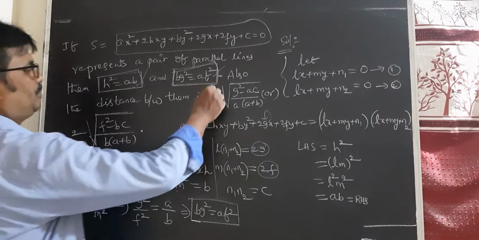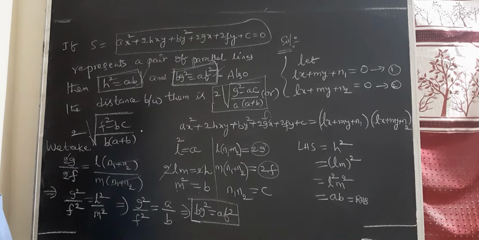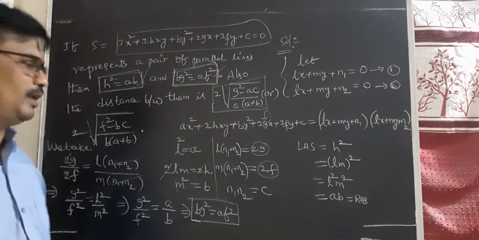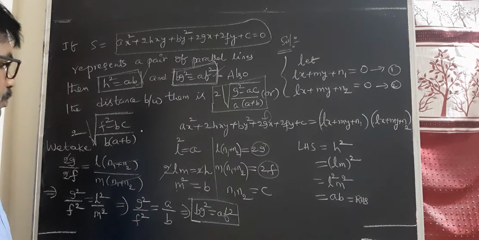Now the distance between the parallel lines is either 2 into root of g square minus ac by a into a plus b, or 2 into root of f square minus bc by b into a plus b. First write down this.